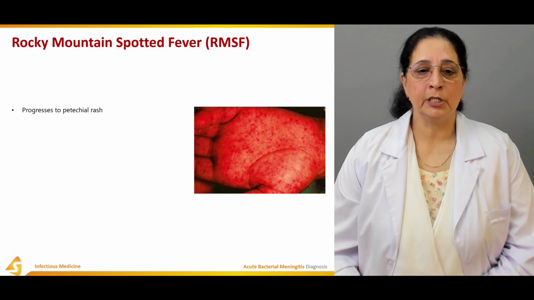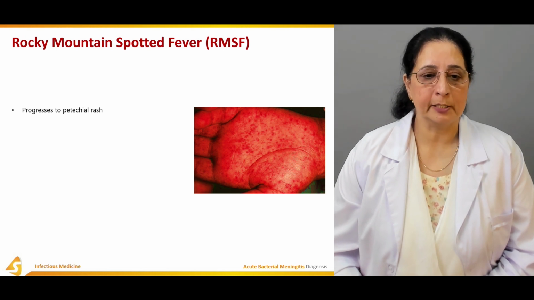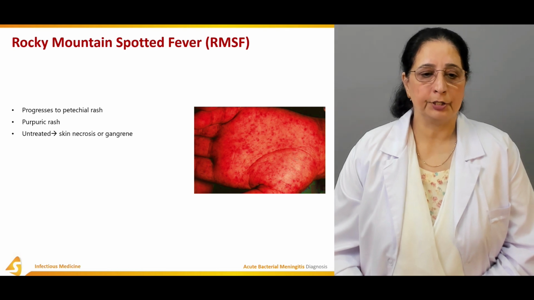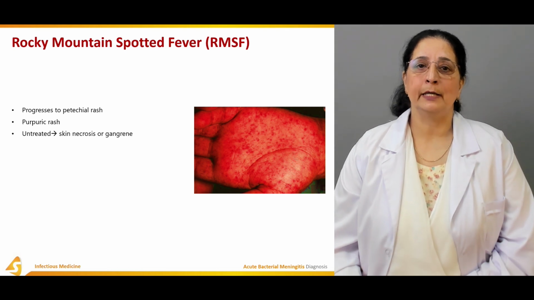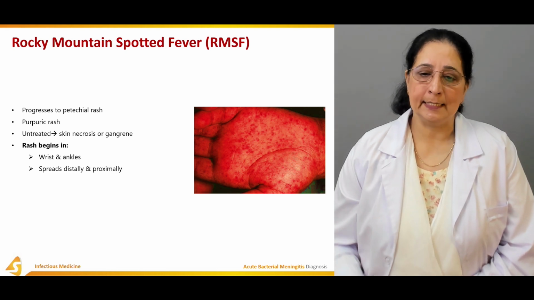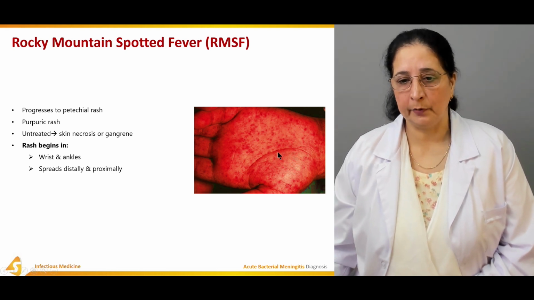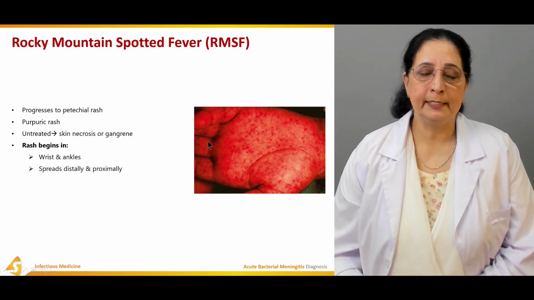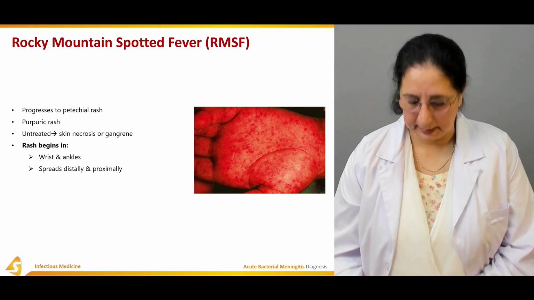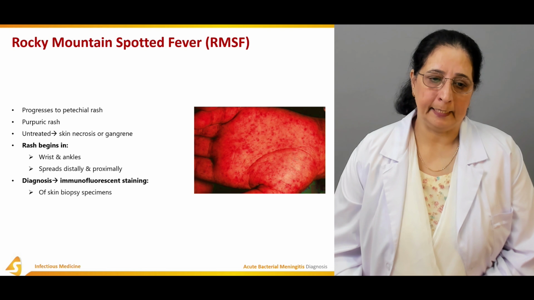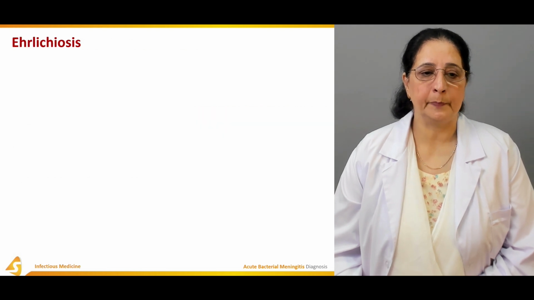Rocky Mountain spotted fever progresses to a petechial rash, then a purpuric rash, which untreated can cause necrosis and gangrene. The rash begins in the wrist and ankle. Here you can see it begins in the wrists and ankles, and spreads distally and proximally. Diagnosis is by staining of a skin biopsy specimen.